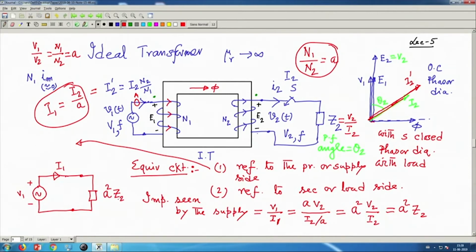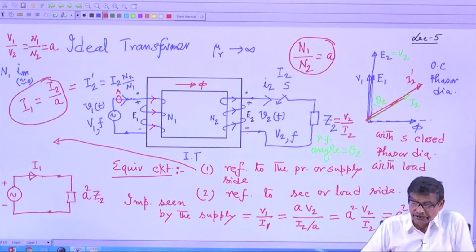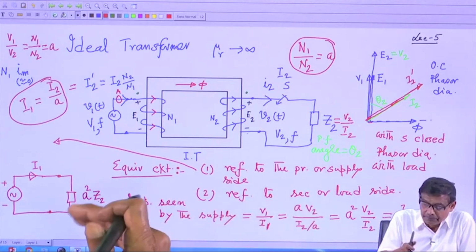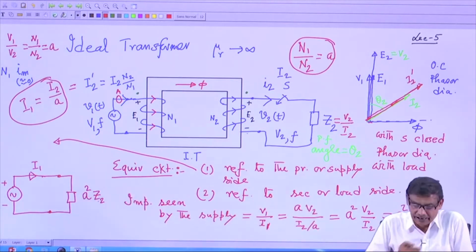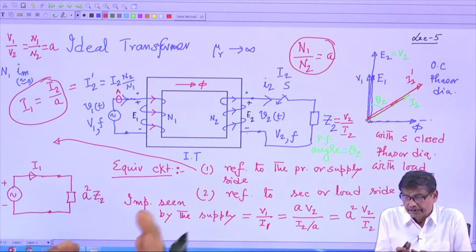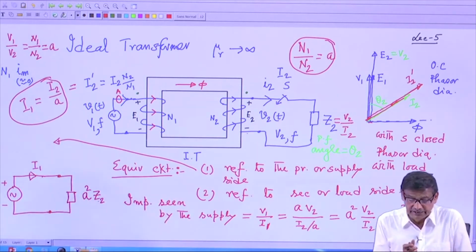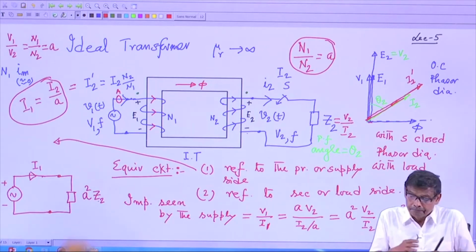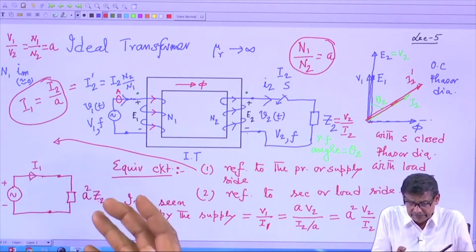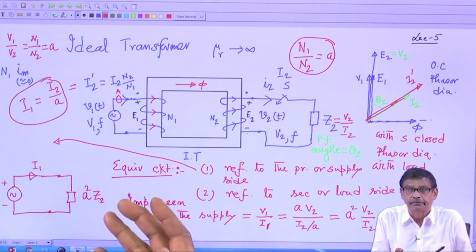Suppose we have connected a 10 ohm impedance, and the turns ratio, small a, is 10, then A square means 100. So, 100 into 10, it will appear to be a 1 kilo ohm resistance across the supply. So, the equivalent circuit referred to the supply side means that across the supply, the effective impedance that has been connected is A square Z2.